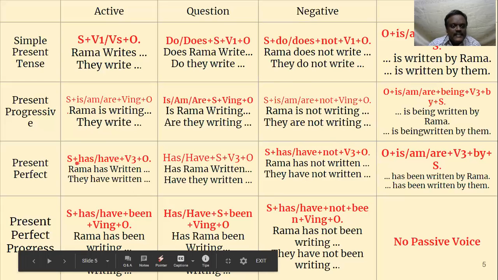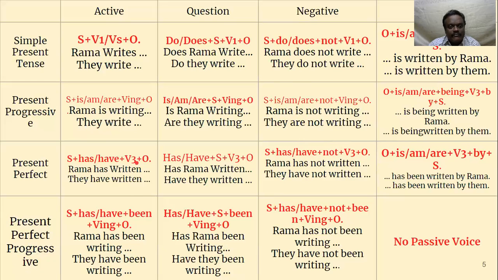So here, subject plus have plus V3. So once again, V3 has to be used in present perfect tense. So have plus V3, that is very important. Then in have form, once again, there is a subject-verb agreement problem. If the subject is singular, we have to use has. If it is plural, we have to use have. See, Rama is singular, so we use has. Rama has written a letter and they have written a letter. They is plural, so we have used have.